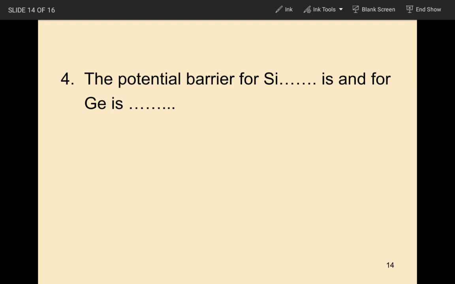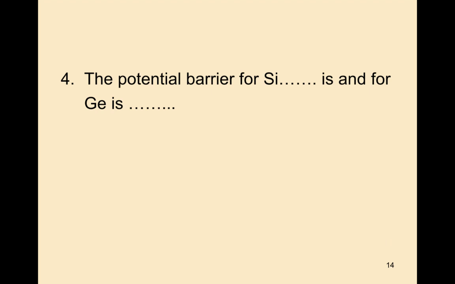Next question: the potential barrier for silicon is how much and for germanium is how much? The potential barrier for silicon is 0.7 volts and for germanium the value is 0.3 volts.